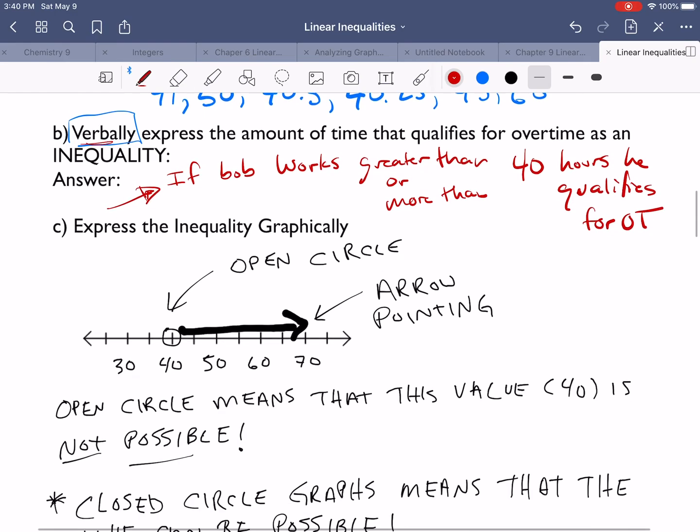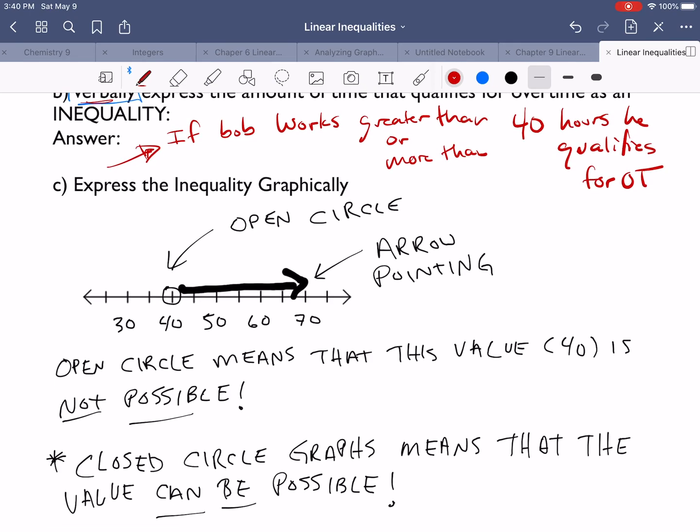Here's where things get a little more technical, and what you're going to see throughout this unit and also throughout the next few years as you get through high school is representing inequalities graphically, okay? So it's a super easy concept, but you have to memorize it. There are two types of circles we use on line graphs. They are open circles and closed circles.